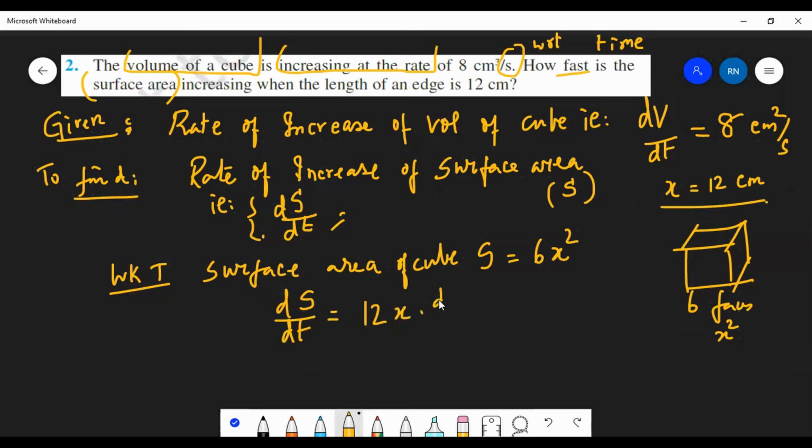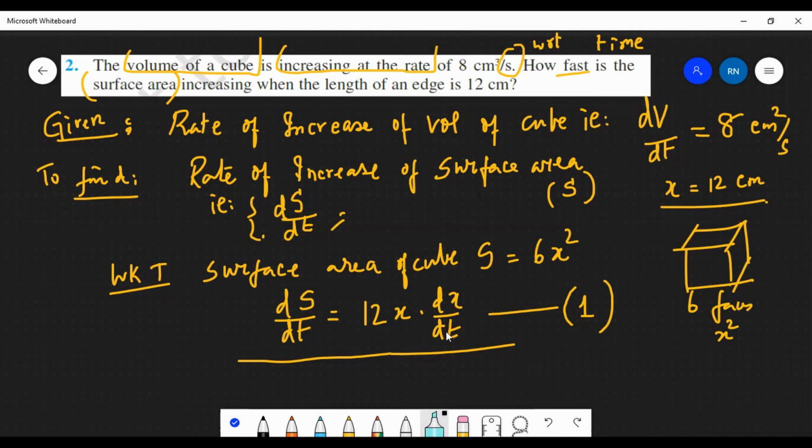Be careful, chain rule, we get dx by dt. Don't forget. So mark it as result 1. What are you observing here? What is the main observation? The term dx by dt that appears is not mentioned in the question. No value is given. What is the meaning of dx by dt physically? Rate of increase of edge. Rate of increase of edge is not at all mentioned in the question. So keep it as equation number 1.